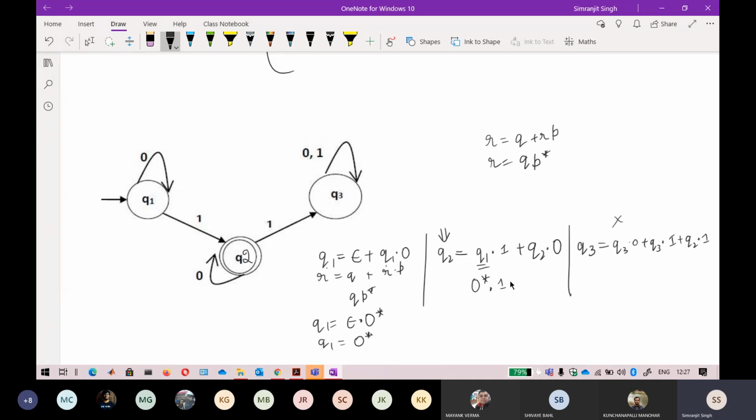Just take the value of Q1 here and put it here. I don't think that I will face anything because there is no application of Q3. Because in the final state Q3 is not coming, so I don't think we need Q3 here. So you can directly write like this. Now Q2 is there, so you can again apply Arden's theorem.